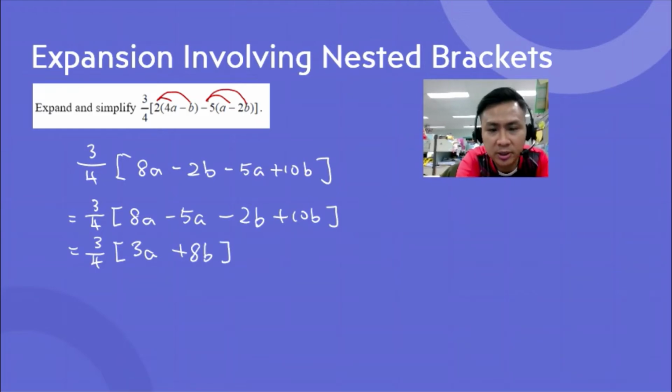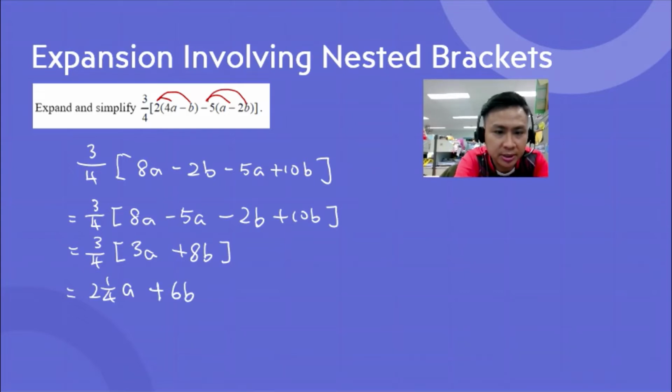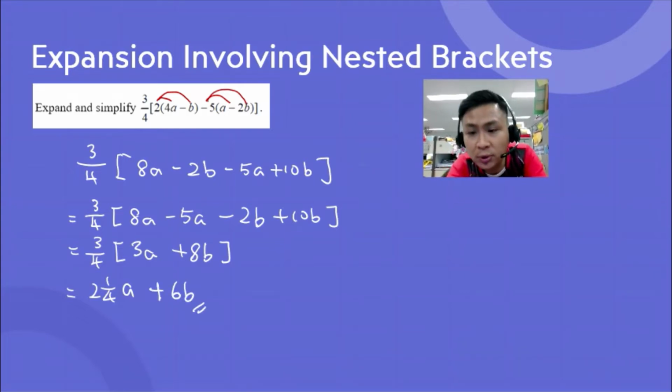Okay, finally this part you can also use your calculator. 3 quarter times 3, you get 2 and 1 quarter. So it will be 2 and 1 quarter a. 3 quarter times 8, you will get 6. So it's plus 6b. And this is how we solve a question involving nested brackets. Okay, everyone clear on that?